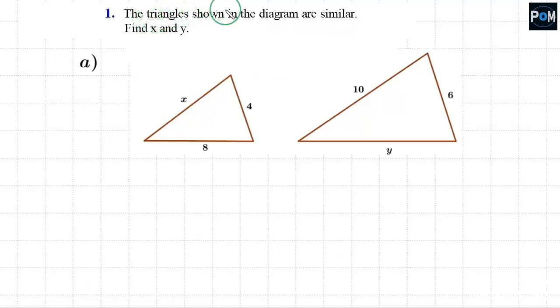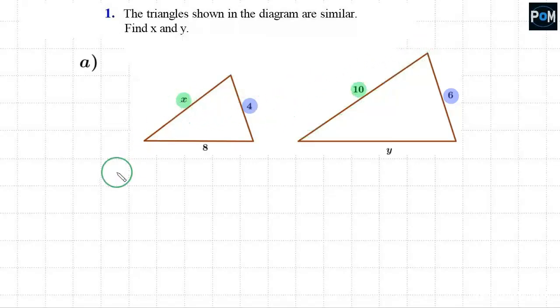In the first example, we know that the triangles shown in the diagram are similar, so we don't need to check this anymore. We already know it. We need to calculate the missing sides of this triangle. First, we need to match the sides. This 4 corresponds to 6. These are corresponding sides. The corresponding sides are also x with 10.